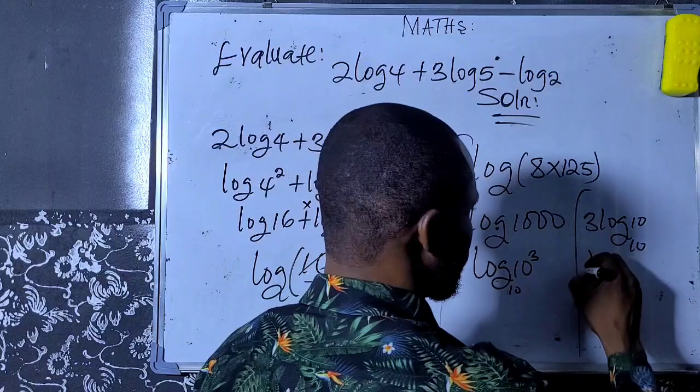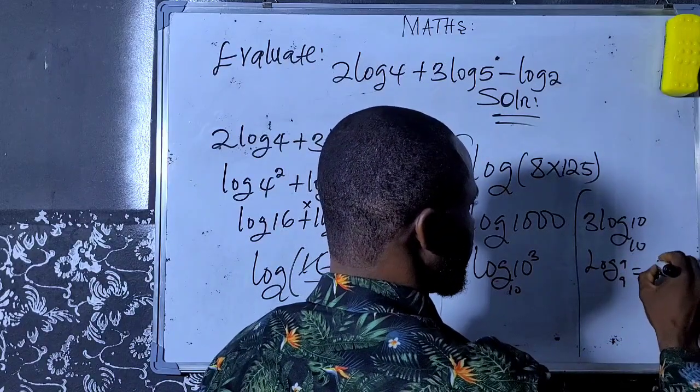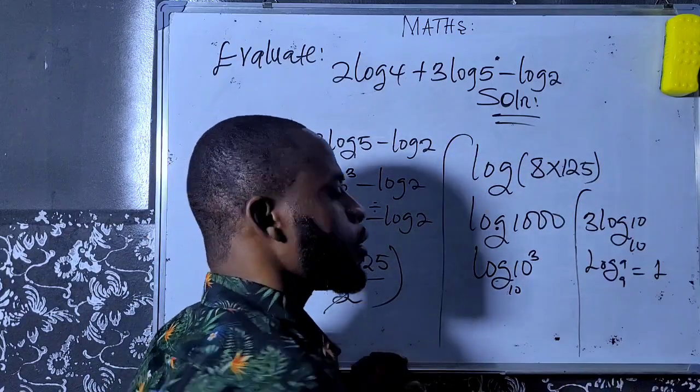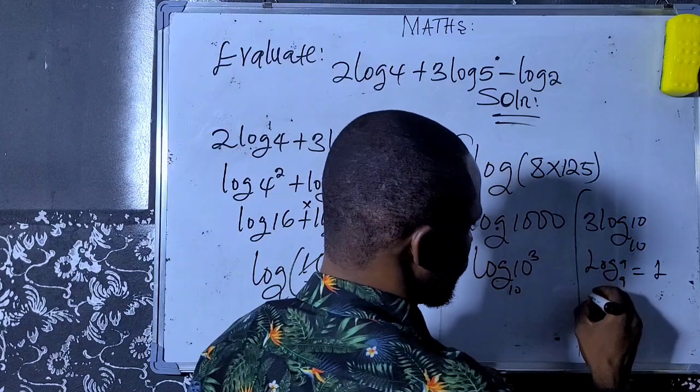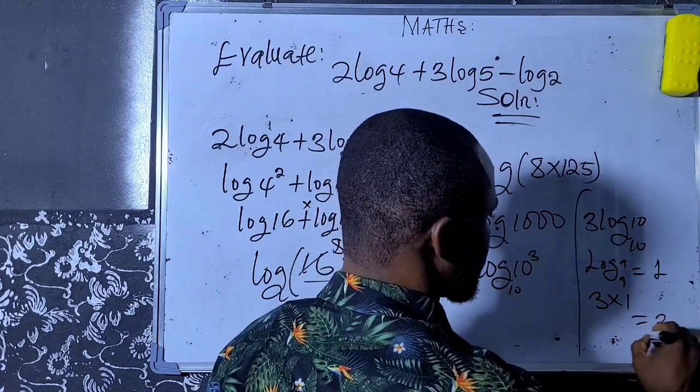Then note that if we have log a base a, this equals 1. Therefore, 3 log 10 base 10 will give you 3 times 1. Therefore, our answer is 3.